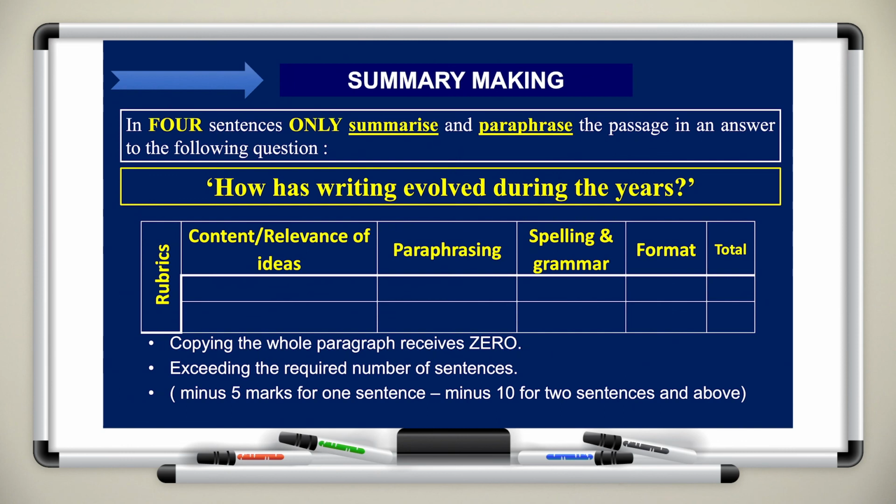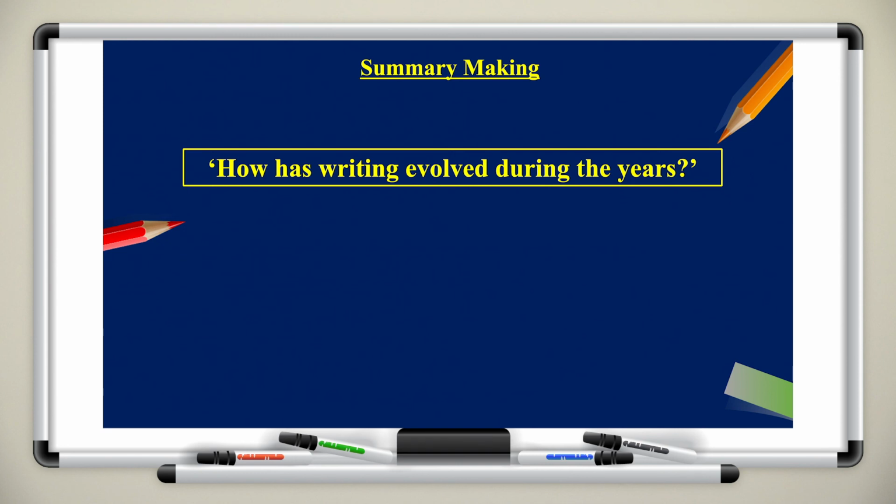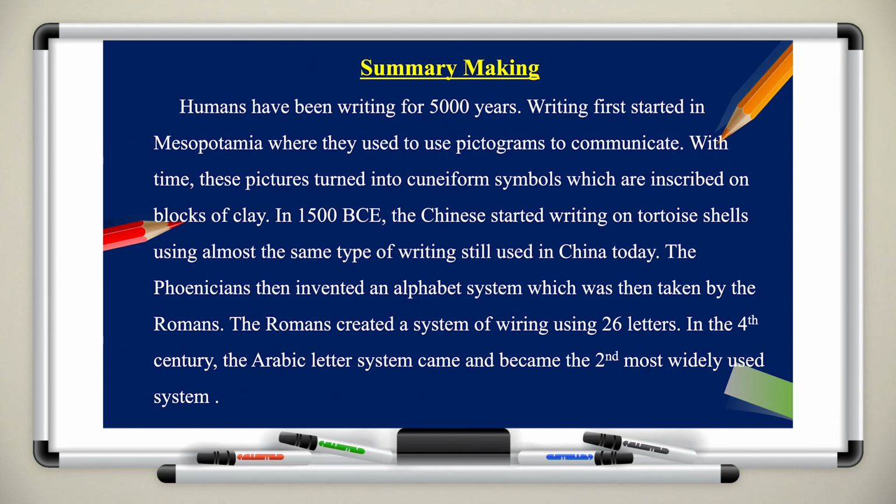Now we want to summarize this passage to answer that question. How has writing evolved during the years? So how has writing evolved during the years? And that's the passage. Humans have been writing for 5,000 years. Writing first started in Mesopotamia, where they used to write pictograms to communicate. These pictures turned into cuneiform symbols which were inscribed on blocks of clay. In 1500 BCE, the Chinese started writing on turtle shells using almost the same types of writing still used in China today. The Phoenicians then invented an alphabet system, which was then taken by the Romans.